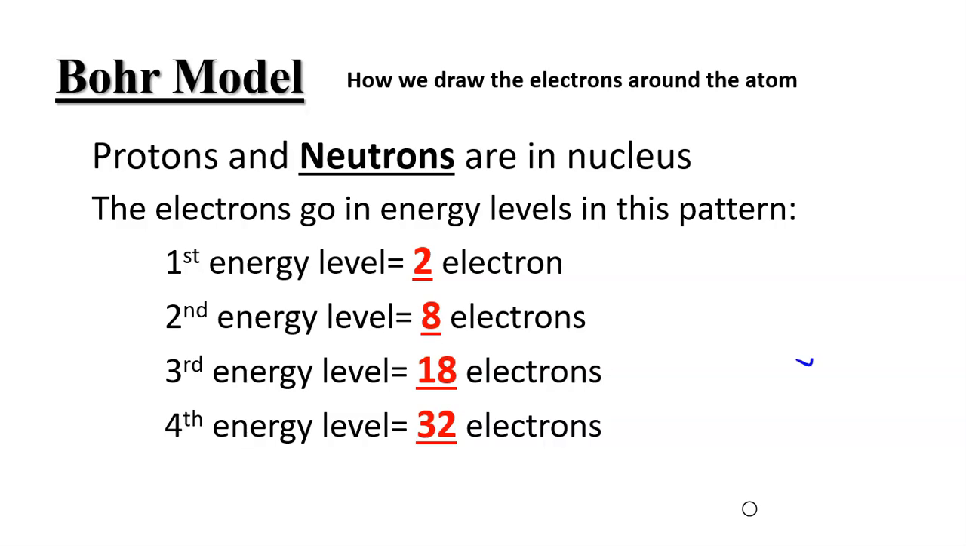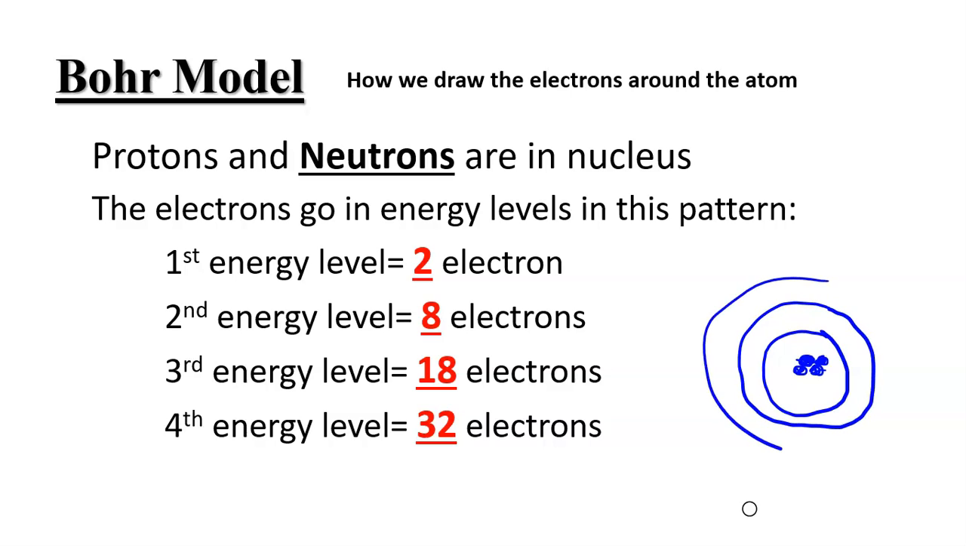Your protons and neutrons are going to be in your nucleus, so let's imagine this is a bunch of protons and neutrons. And then your electrons go in your energy levels, which are going to be around your nucleus. So let's imagine we have our 3 energy levels. Your first energy level can only hold 2, you're going to have 2. Your second energy level can hold 8 electrons. So you're going to have 1, 2, 3, 4, 5, 6, 7, 8.